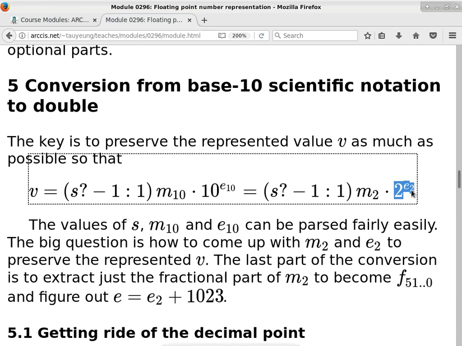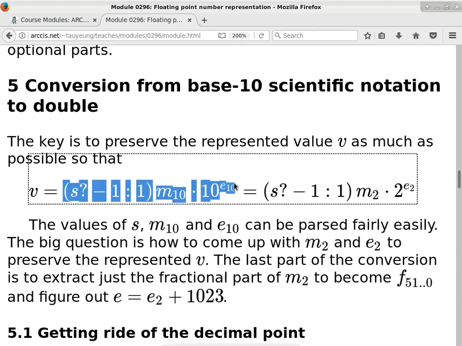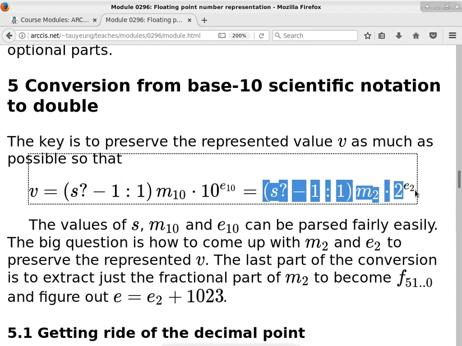I want to preserve the value as much as I can, and that's why you can see that V is the same. V is the value represented by this base 10 scientific notation, and this is the double representation. They are supposed to represent the same value. Are we doing okay so far with this part? You know what we are trying to achieve: we start off with everything in base 10, and we have to convert it to base 2.